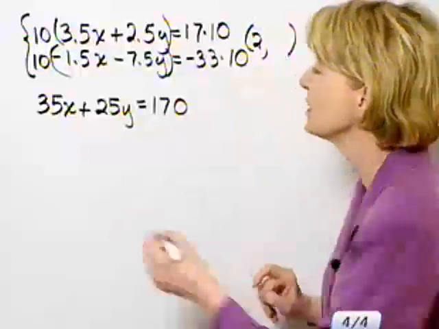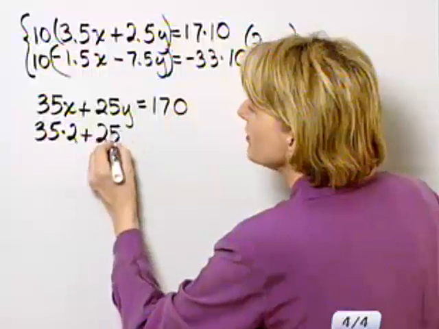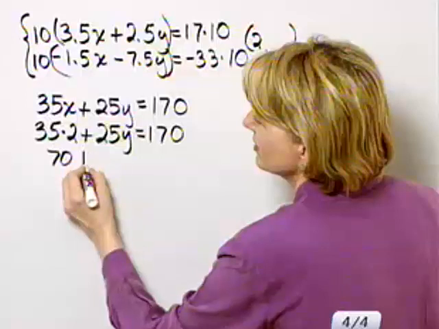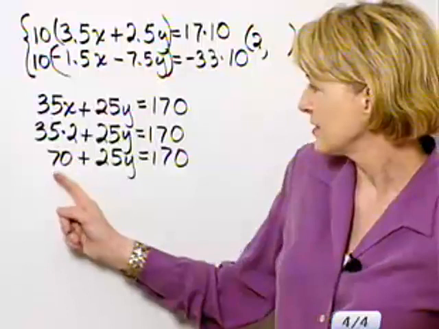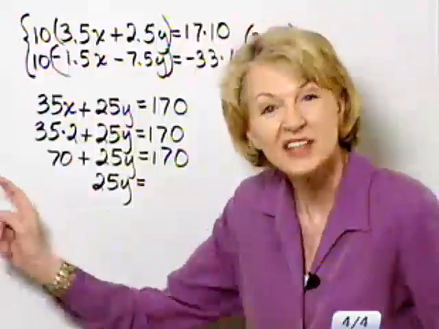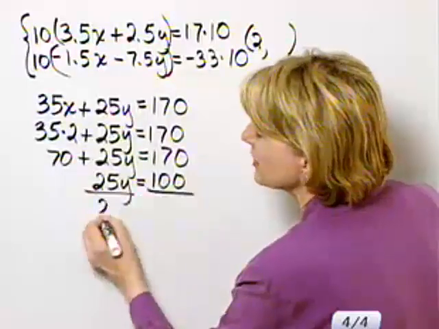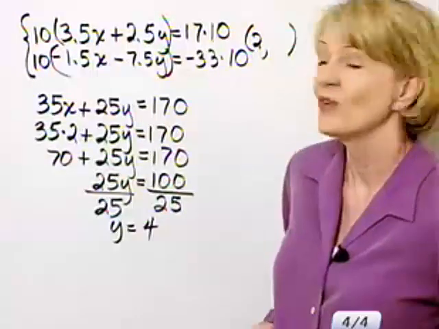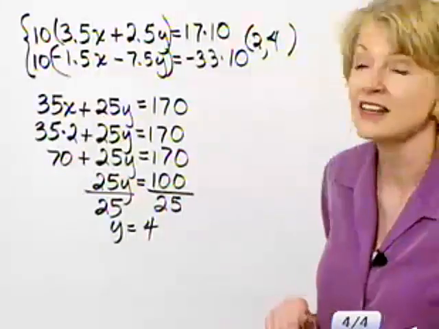Now I'll let x be 2. So I have 35 times 2 plus 25y equals 170. 35 times 2 is 70. Plus 25y is 170. Let's see, 25y is equal to 170 minus 70, which is 100. And then I'll divide both sides by the coefficient of y, which is 25. And I'll have that y is 4. So the y value of the one point of intersection is 4.